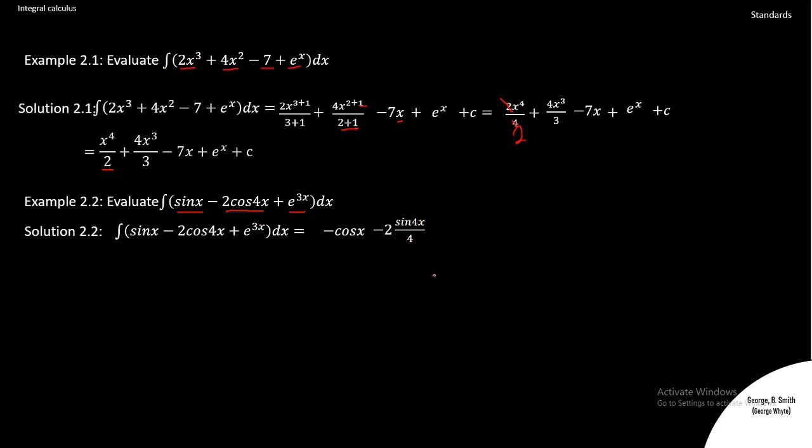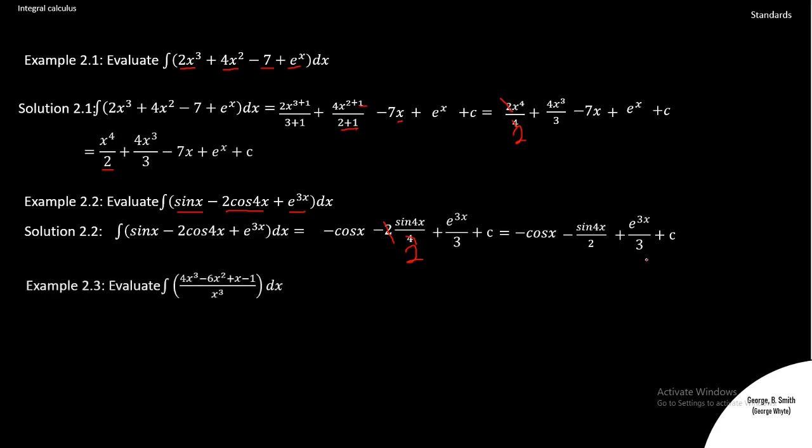If we integrate e raised to the power of 3x, you have e raised to the power of 3x over 3, then plus your constant of integration. Now what can go on here is that 2 can cancel 4 to give us 2, and I think that's the only thing we need to do here. So this is now going to result to the expression minus cos x minus sine 4x over 2 plus e raised to the power of 3x over 3 plus c. And that's all we have in that one.